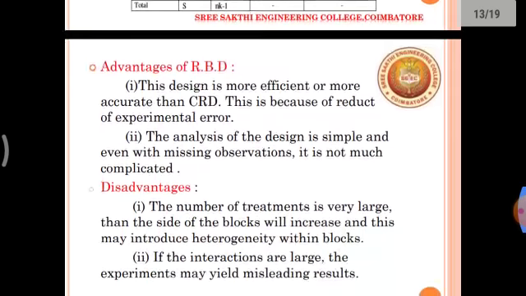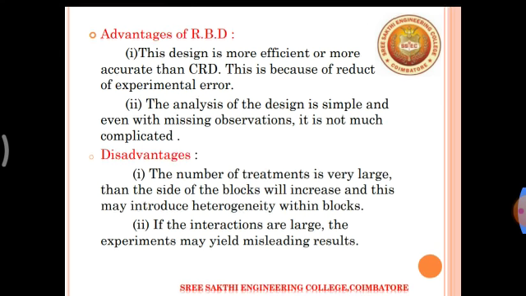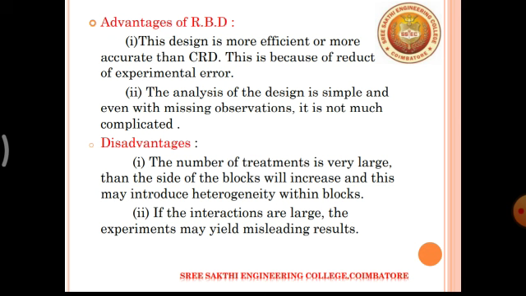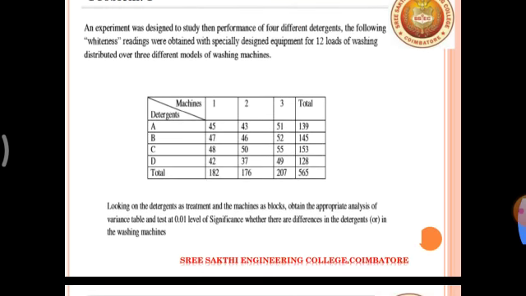Okay, next, advantages. This design is more efficient or more accurate than CRD. This is because of the reduction of experimental error. The analysis of the design is simple, and even with missing observations it is not much complicated. Disadvantages: if the number of treatments is very large, then the size of the blocks will increase, and this may introduce heterogeneity within blocks. If the interactions are large, the experiment may yield misleading results. The problem is solved the same as usual; we can follow the steps and get the solution.